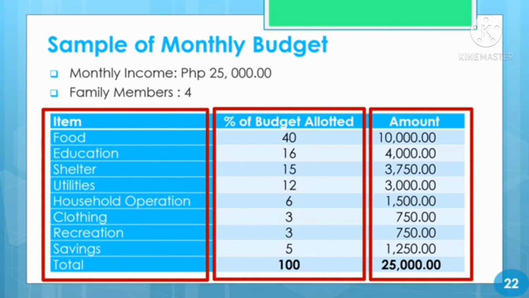So with all this, are you now ready to do the budgeting by yourself? Do you now have ideas on what to prioritize first and last? Can you now create your own budget? I do hope you learned a lot.